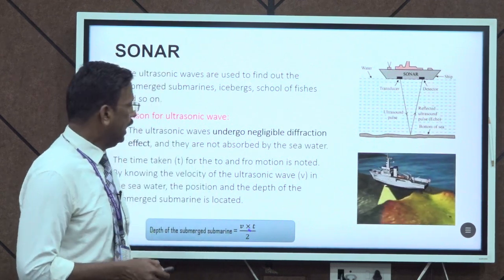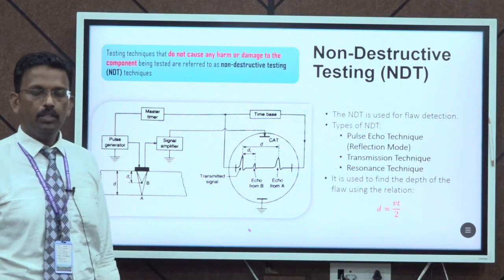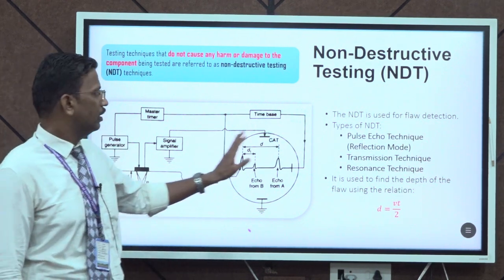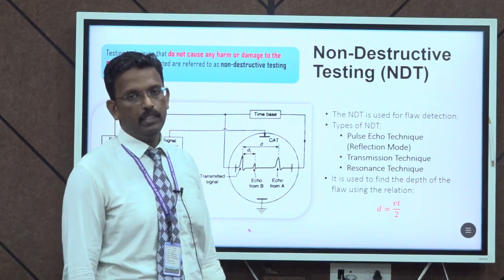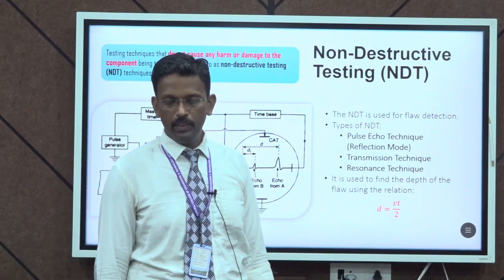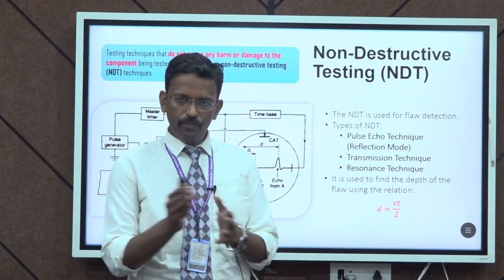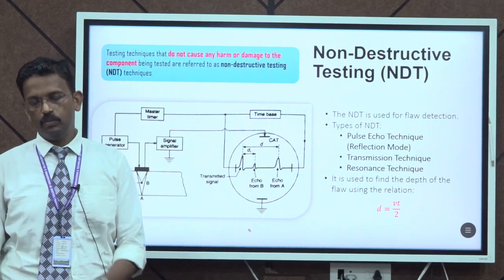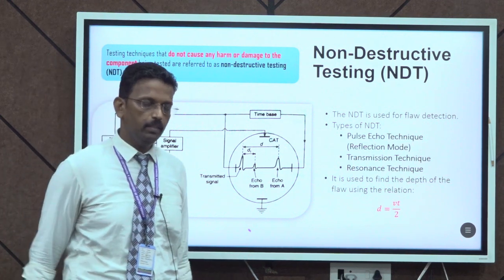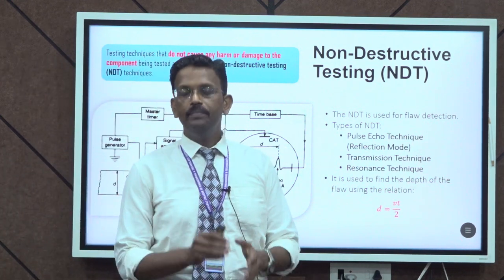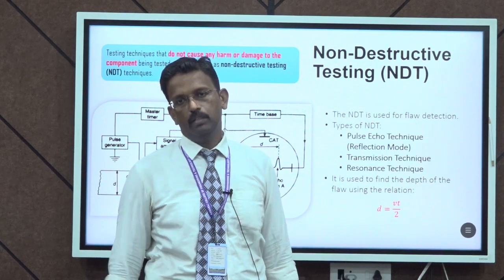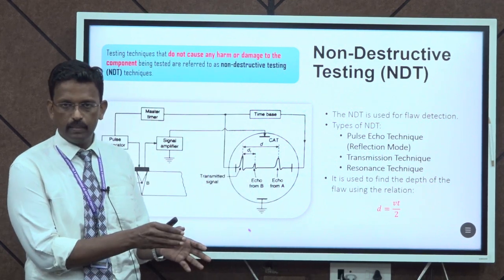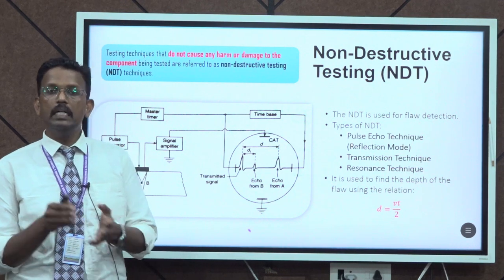Next we enter the second part of our application, NDT, that is non-destructive testing. There are two different types of testing methods: destructive testing and non-destructive testing. What is the difference between these two? When, after the testing is completed, the specimen is not damaged by the testing process, we call it non-destructive testing.